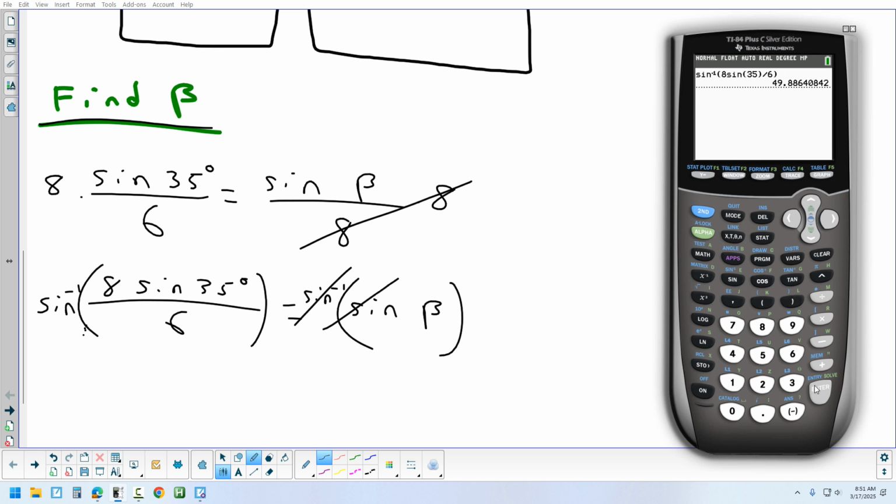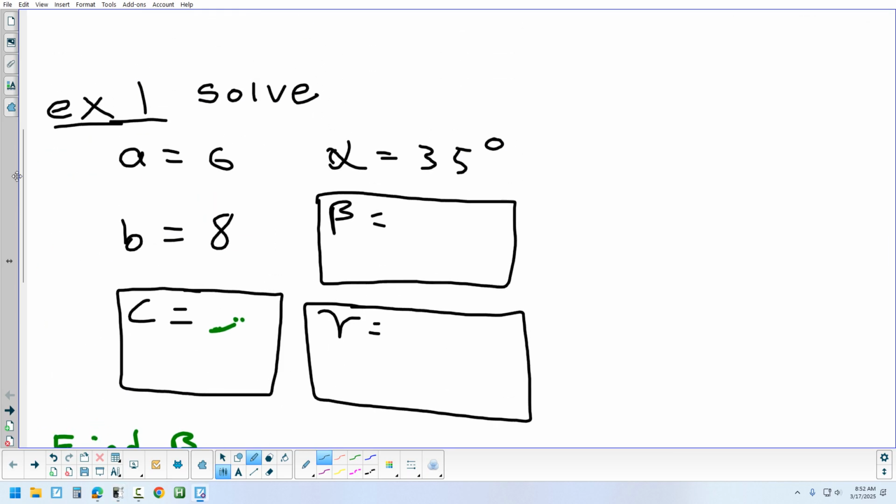Okay. So this number had to be less than 1 because I took the inverse sine of it and I got an answer. Okay. So 49.886 is definitely an answer for beta. All right, so let's put that down.